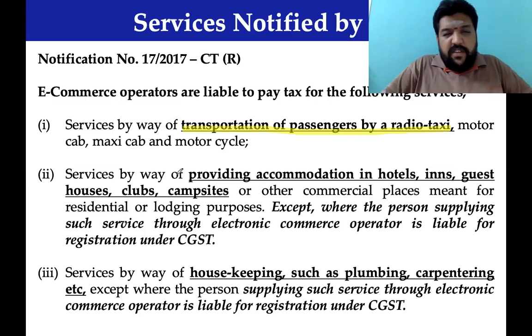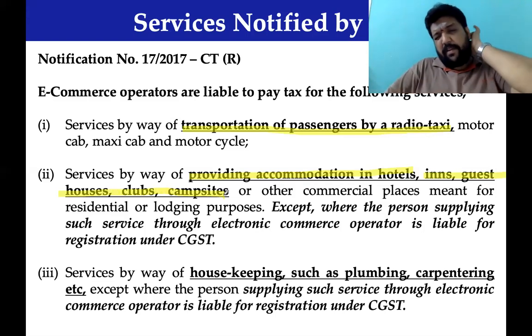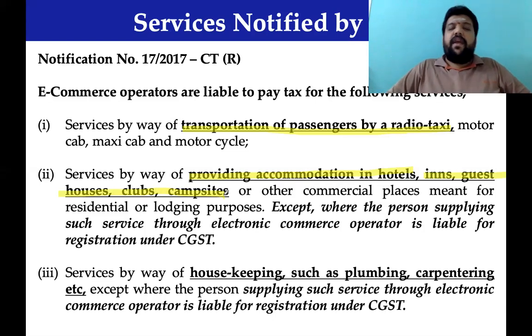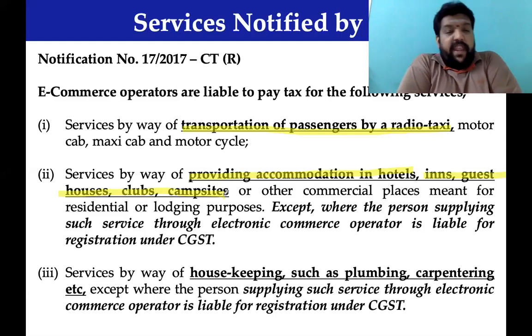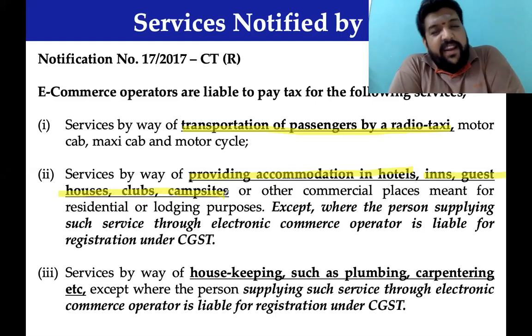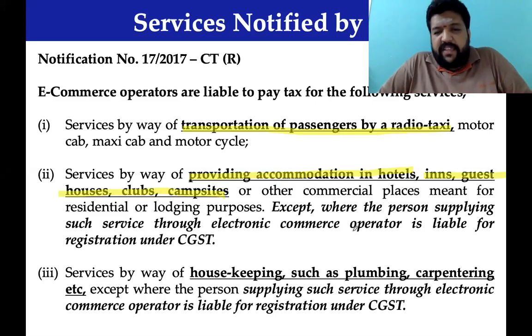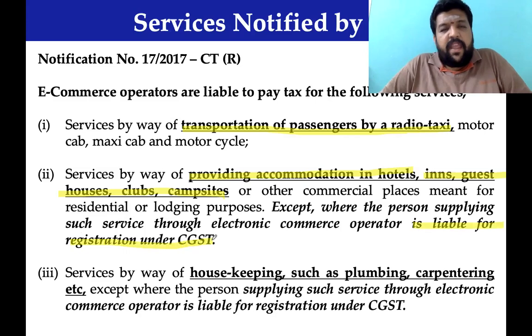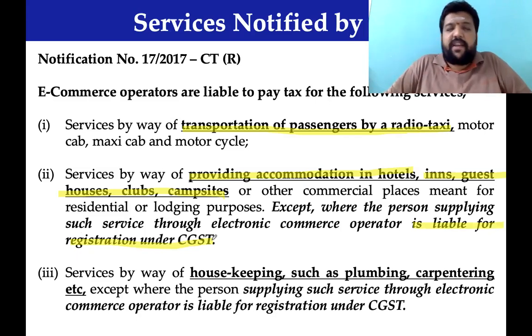Similarly, services provided by accommodation in hotels, inns, guest houses, clubs and campsites or other commercial places meant for residential or lodging purposes, except where the person supplying services through the e-commerce operator is liable for registration under CGST. That is an exclusion. That is to say, if the hotel, inn, guest house or club is a registered person, then the hotel will pay tax, the club will pay tax, the guest house will pay tax. Who will not pay tax? OYO will not pay tax.